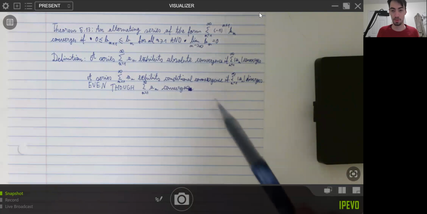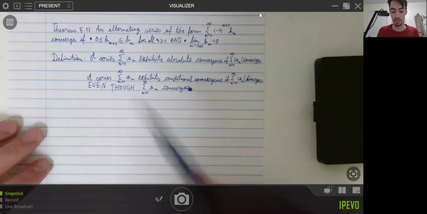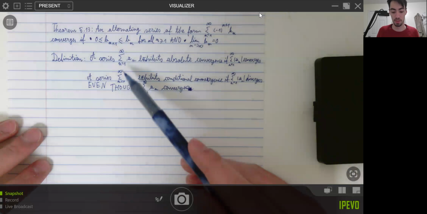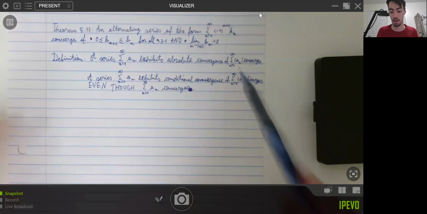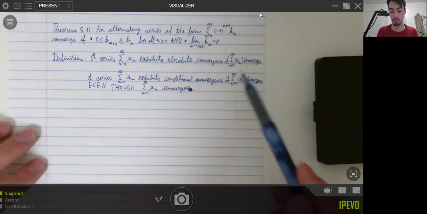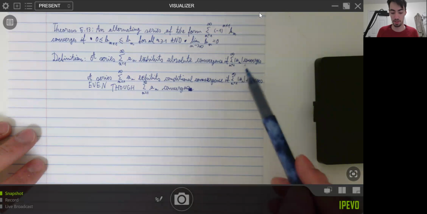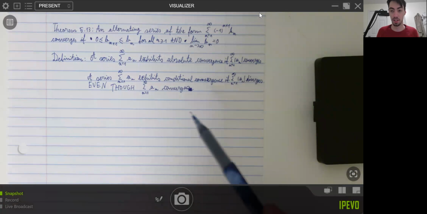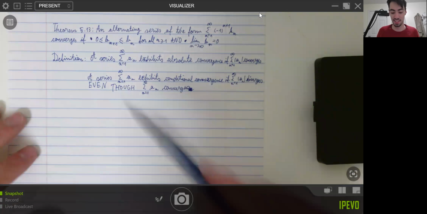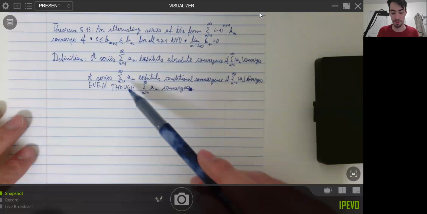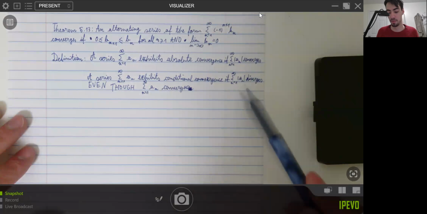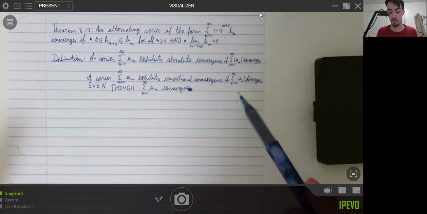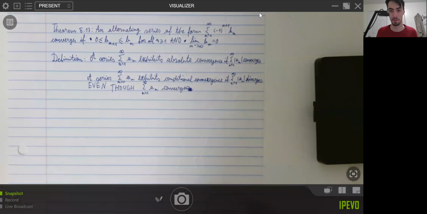Now let's define absolute convergence. A series, the sum from n equals 1 to infinity of an, exhibits absolute convergence if the sum of the absolute values converges. So if the sum from n equals 1 to infinity of the absolute value of an converges. In contrast, a series, the sum from n equals 1 to infinity of an, exhibits conditional convergence if the sum of the absolute values diverges. So again, this is in contrast with absolute convergence.